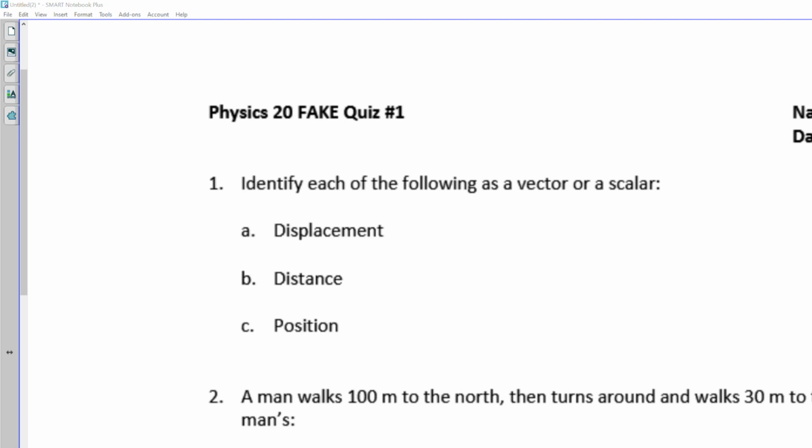So we're looking for these variables to identify them as either having just magnitude or having magnitude and direction. What about displacement? Does it get just magnitude or does it get magnitude and direction? What do you think? Alex, what do you think? Is it a scalar, or is it magnitude and direction? Is it a vector? Yeah, it's a vector. Good.